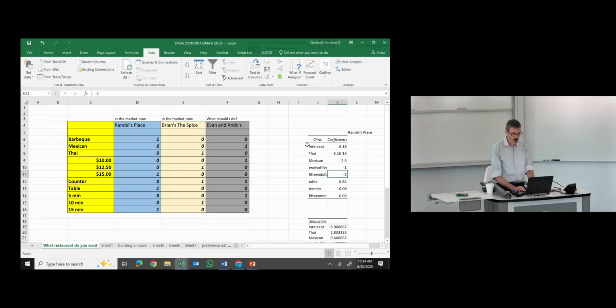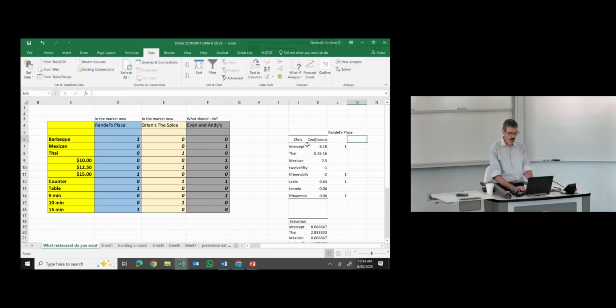Barbecue restaurant at $15 with table service and 15 minutes away. So barbecue is in the Intercept, and it's $15. So here's $15, and it's got table service, so table service, and it is 15 minutes away. So now I'm going to figure out an estimate of what Chris thinks about Randall's Restaurant. It's this times this. And so my estimate of Chris's evaluation of Randall's Restaurant is 4.88.